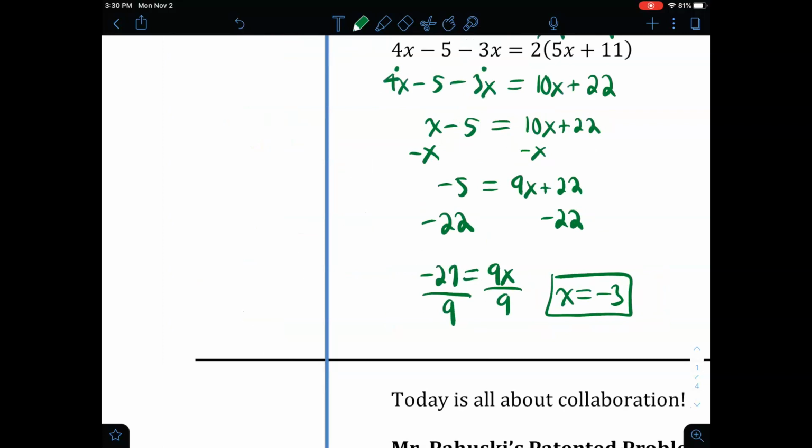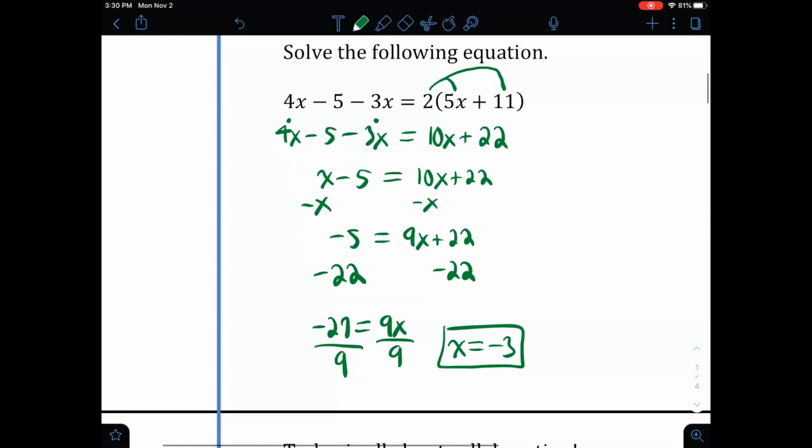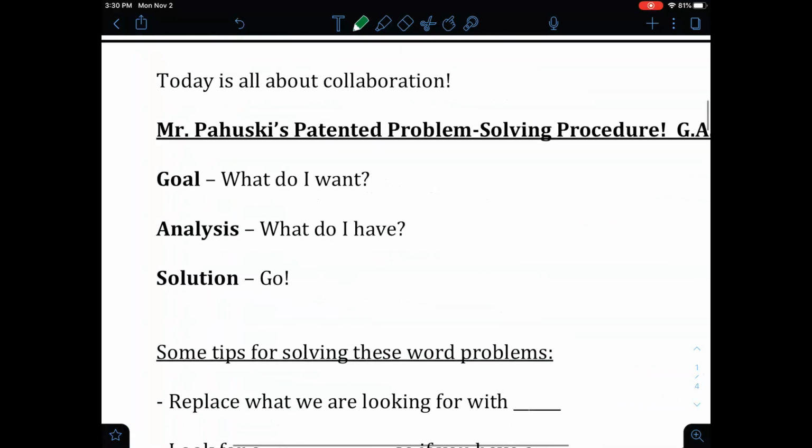All right. If that was really challenging for you, I would highly encourage you to go back through 3.3 and 3.4 and rewatch those videos, because this should be a skill that you have by now to be able to solve these, okay?